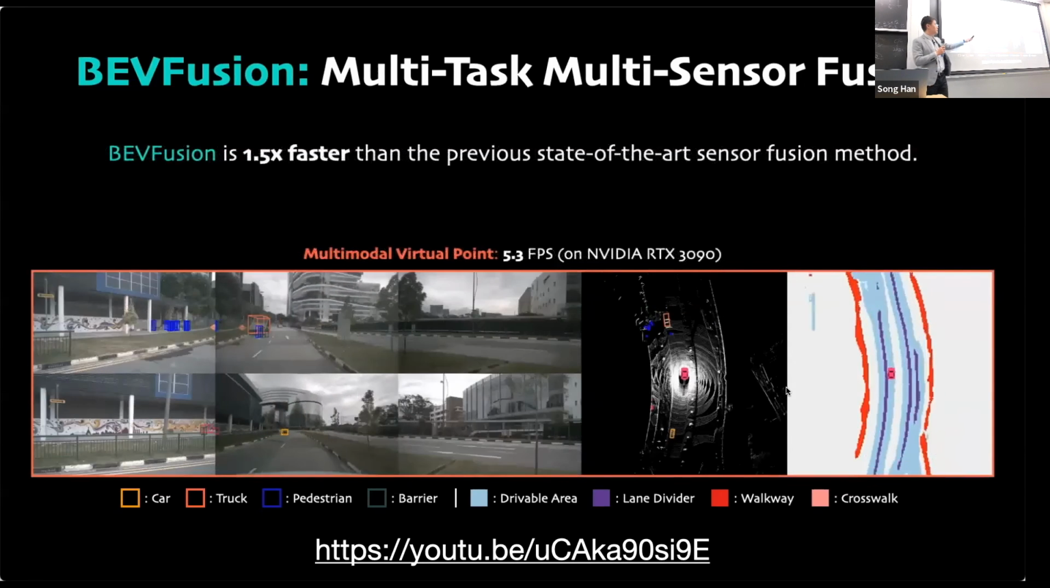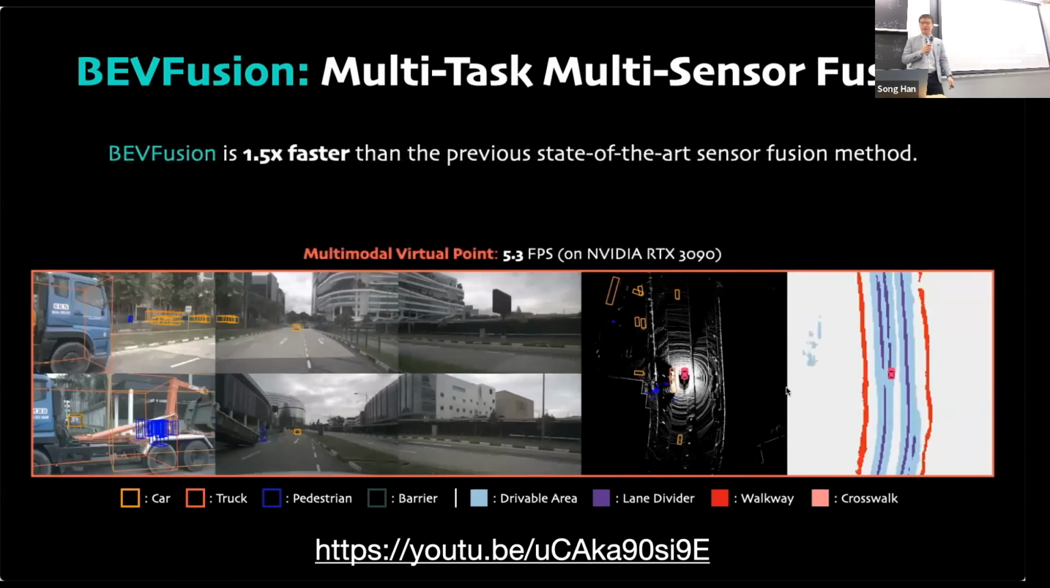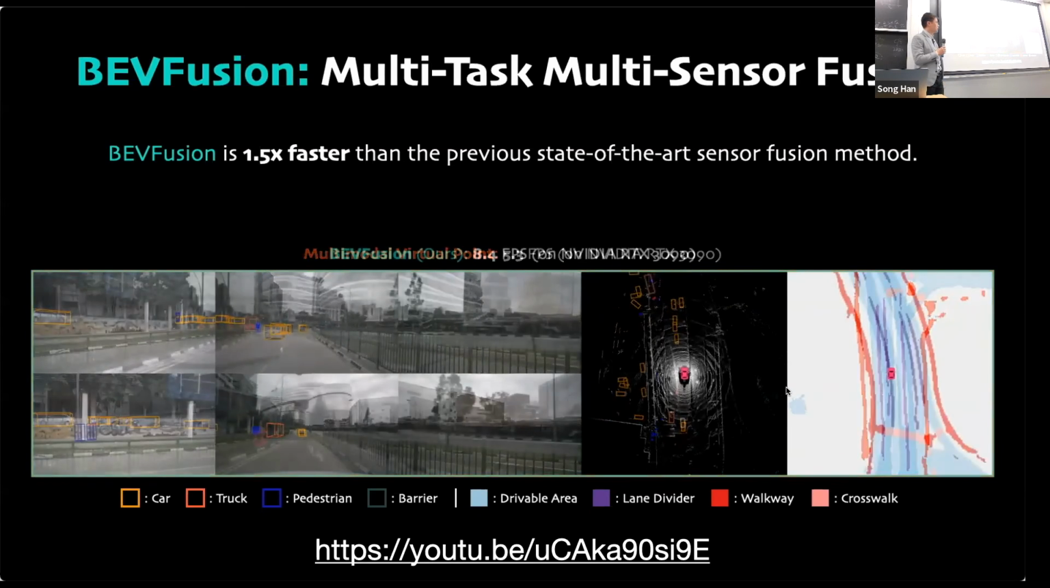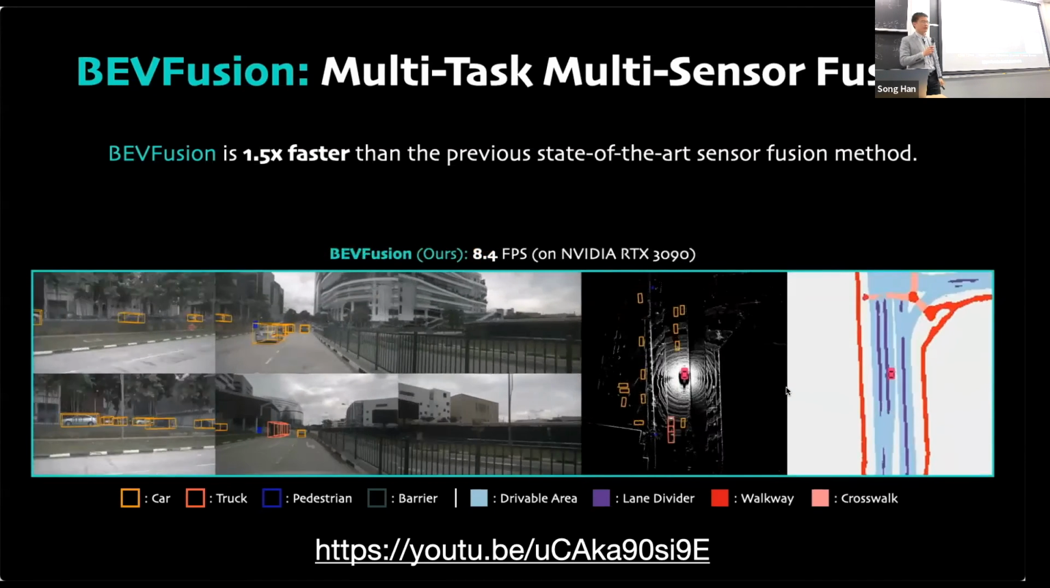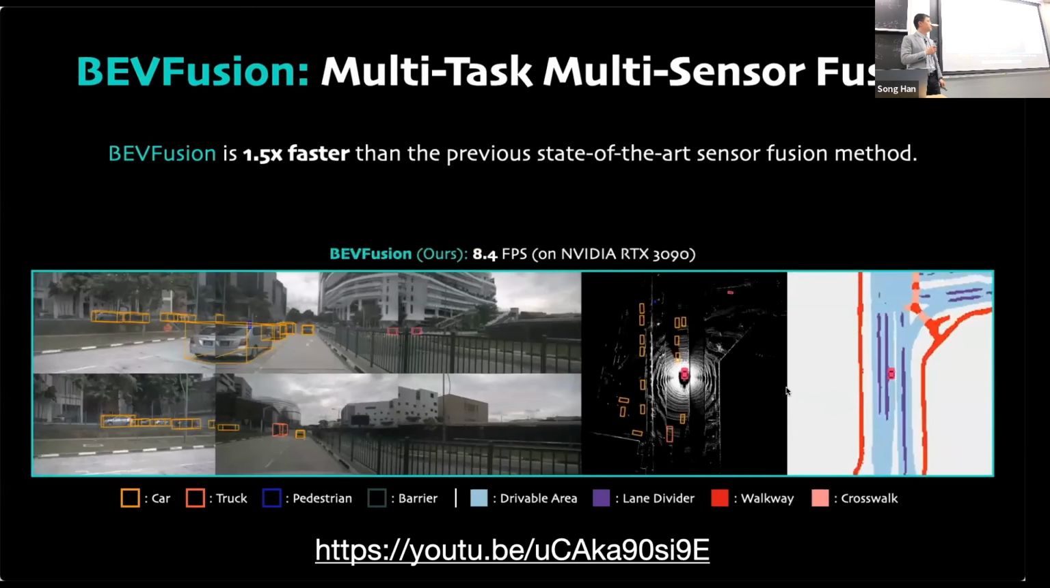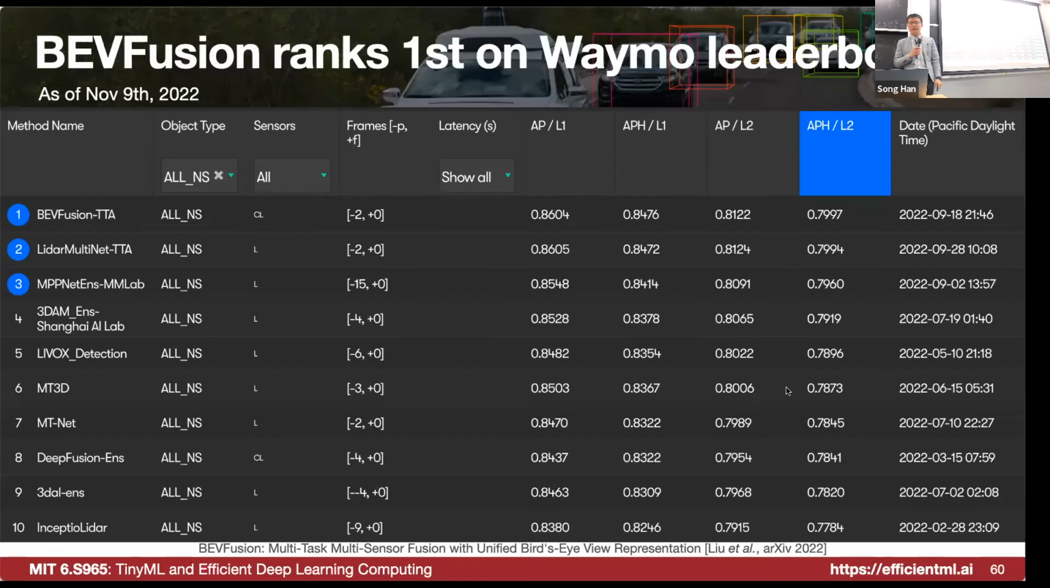And this is showing the baseline method running at about 5 FPS on an RTX 3090 GPU, versus we can run about 8.4 frames per second on the same GPU. Currently, this method is ranking first on the Waymo leaderboard, which is a very popular leaderboard produced by Waymo. This is for 3D object detection.